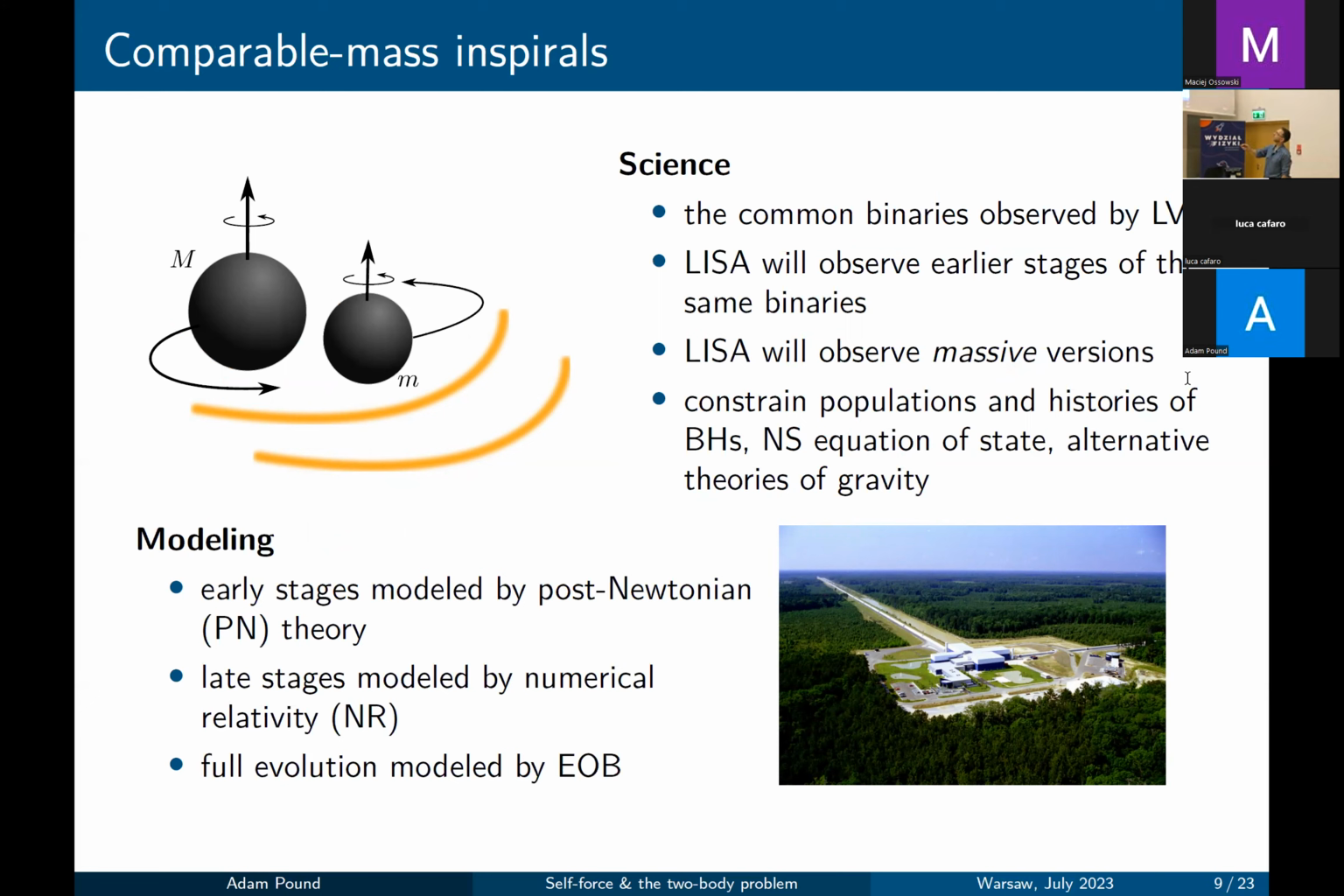Now, LISA will detect these same kinds of binaries, comparable masses, tightly bound orbit, but just much bigger masses. So rather than seeing two objects that are both 30 solar masses each, we're now going to see two objects that are both 30 million solar masses each. And from that, you can extract a lot of physics because the signal is just so loud. The SNR is a million times larger.